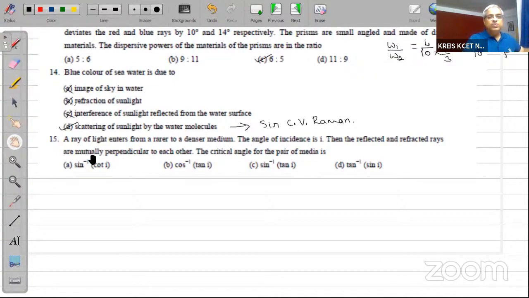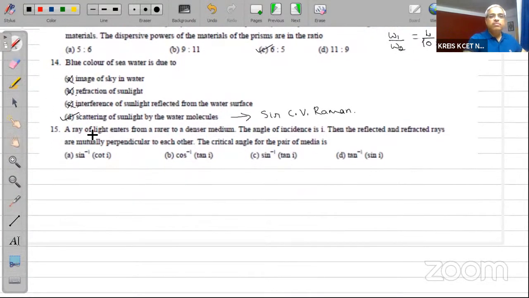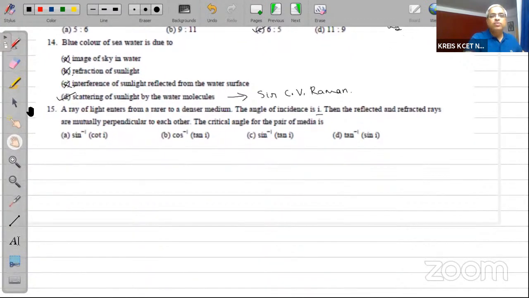Let's look at the next one, 15th question. A ray of light enters from a rarer to a denser medium. The angle of incidence is I. Then the reflected and the refracted rays are mutually perpendicular to each other. The critical angle of the pair of media is, a fantastic question. Okay, a very nice question. See where we go from where. A ray of light enters from a rarer to a denser medium. Then the angle of incidence is I. Reflected and refracted rays are perpendicular to each other.